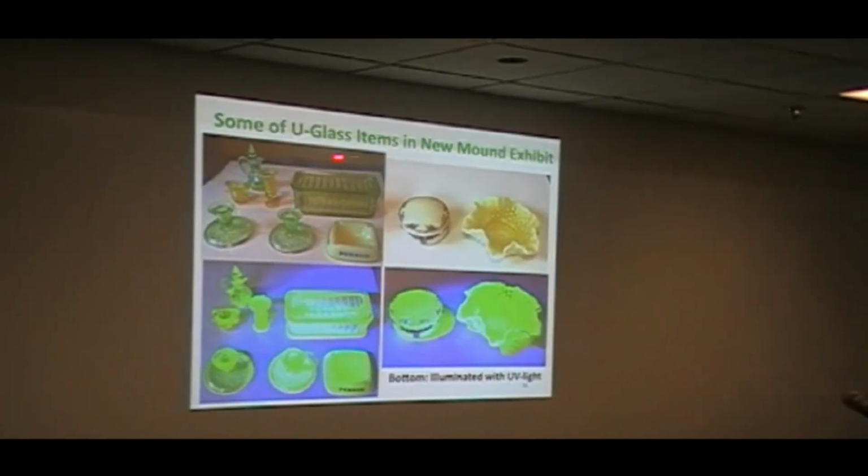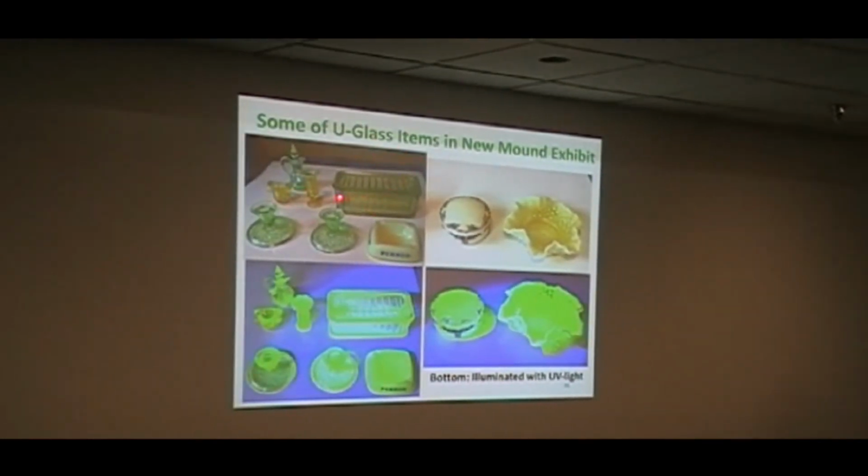So here are some examples. They're downstairs. This is normal light. They're green or yellow. This is when you shine ultraviolet light on them, glowing green, all of them. And they are radioactive. Typically, uranium glass runs between 1 and 5 microsieverts per hour. That's not particularly large, but certainly 10 to 50 times above background.